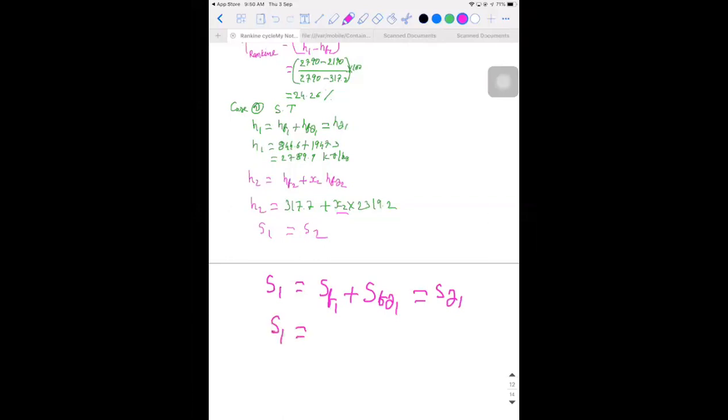S1 is equal to, from your chart. In the same manner, S2 is equal to SF2 plus X2 SFG2. But it's not equal to SG2 because of wet steam. Okay, sir. And now let us see what is the SF1 value from your Mollier chart.